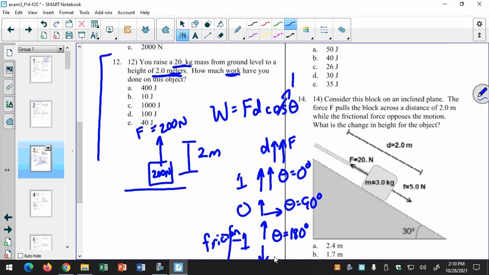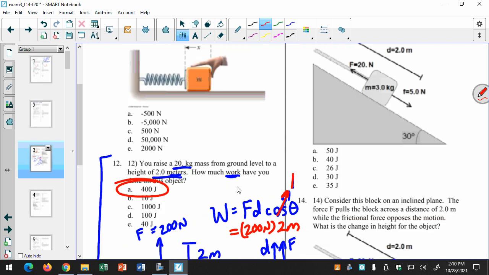So anyway, on this one, if I'm finding the work, returning back up here, work is equal to FD cosine theta. I determine that this cosine theta is equal to 1. So that's going to be my force, which is 200 newtons, times my distance, which is 2 meters. So the answer is 400 joules. That means that I've done 400 joules of work on this object.